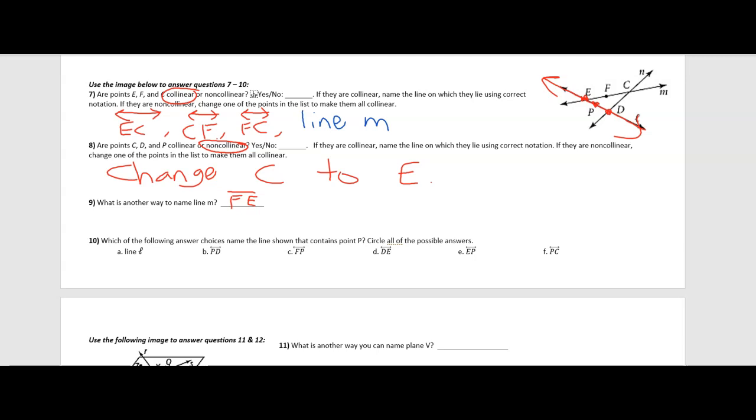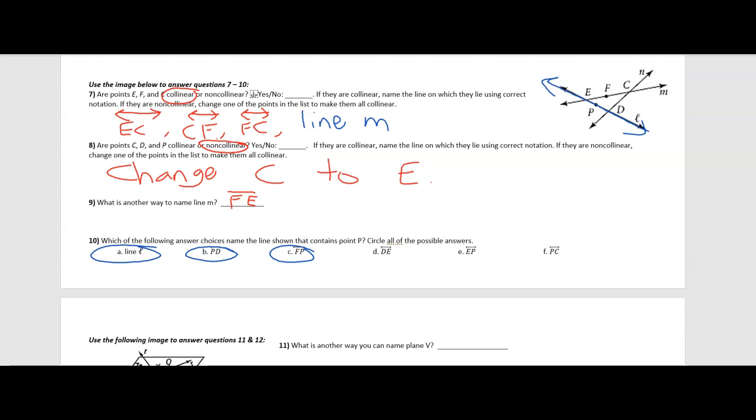So let me erase this. Line L. Does line L contain point P? It sure does if I drew that a bit better. I think you can see it without, yep, there we go. So that's good. Line PD certainly contains point P because P's in the name. FP has to contain it. It's in the name.